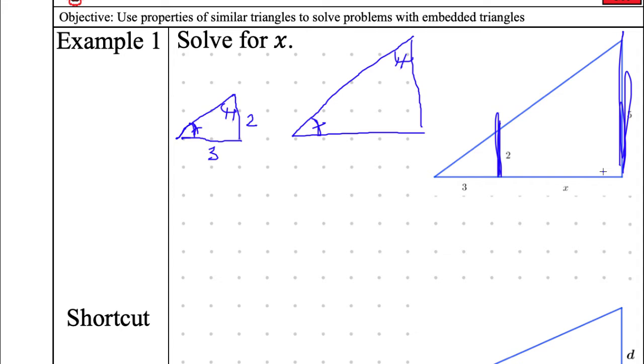But now let's assume that they're similar. How do I set up this problem? Well, I know that this length is what? The length of the big triangle right here. Who's got this? Sergio. 5. It is indeed 5.